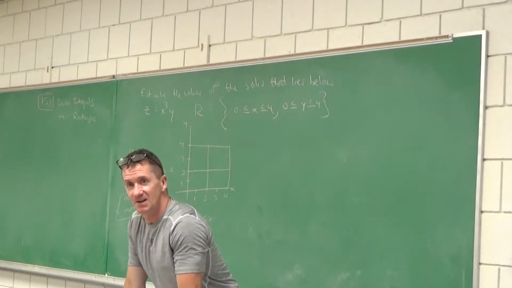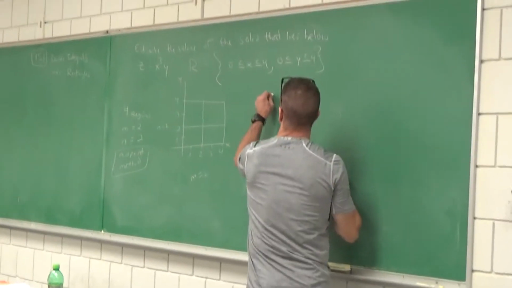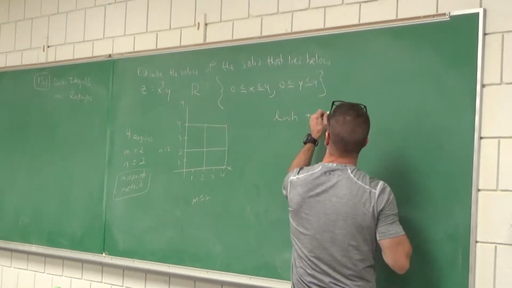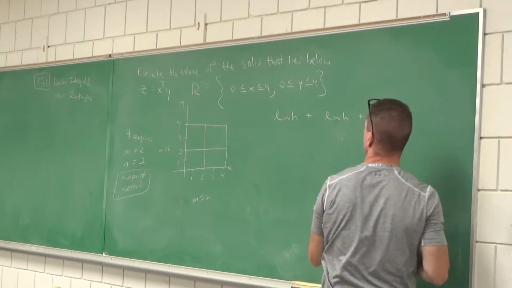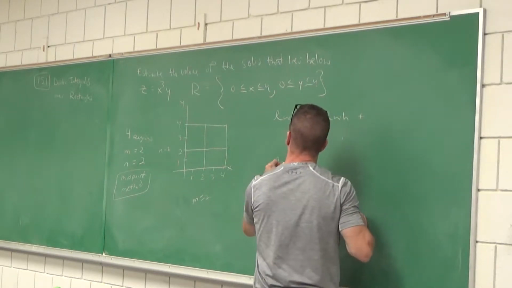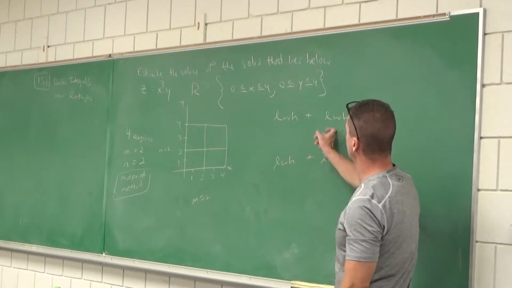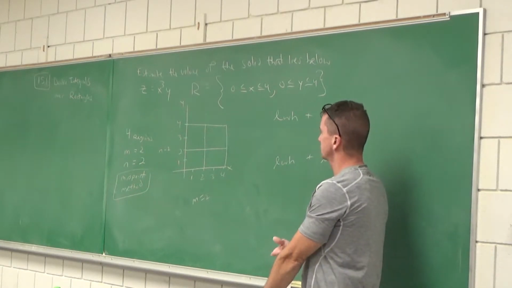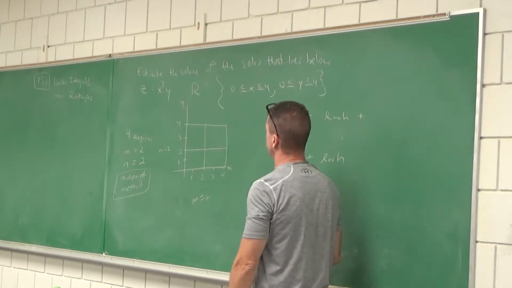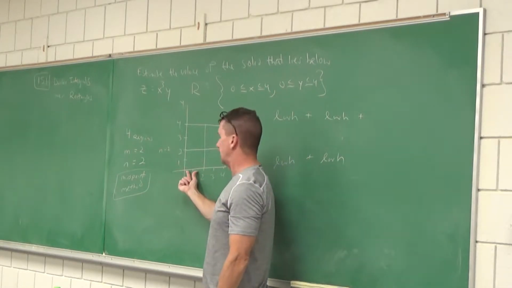Length times width times height. So that's what I'm going to do. We're just going to add up 4 of these. 1, 2, 3, 4. Have this one, this one, this one, this one. All right. How about that little one right there?